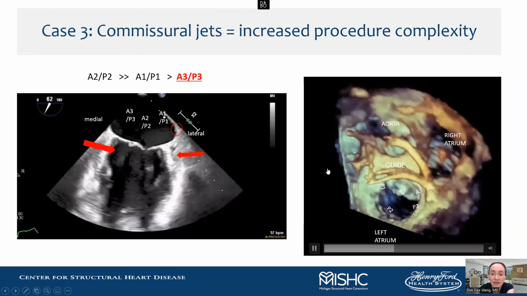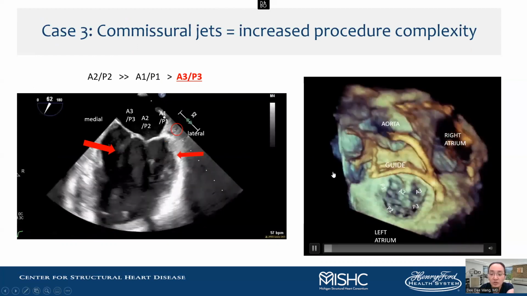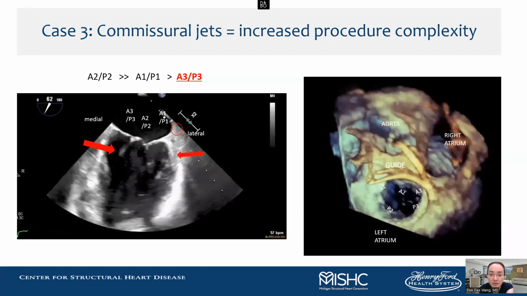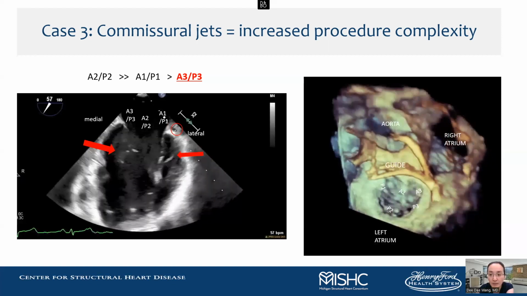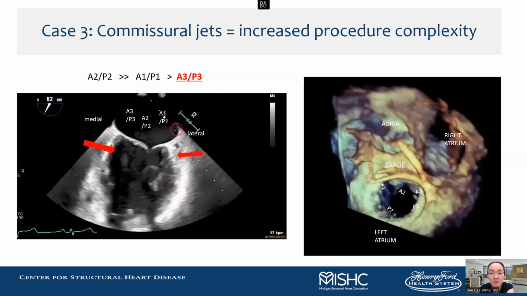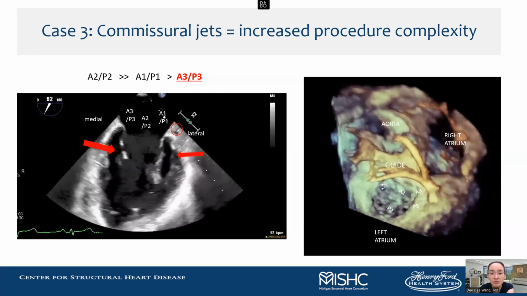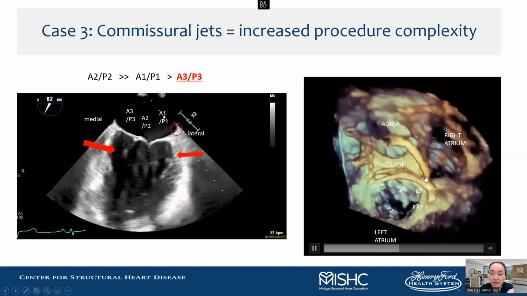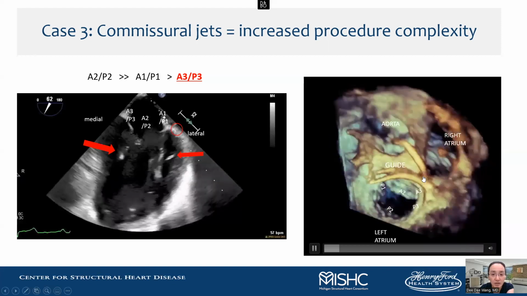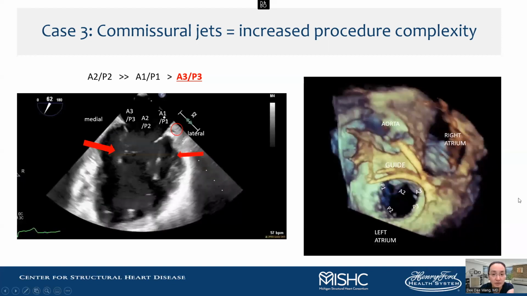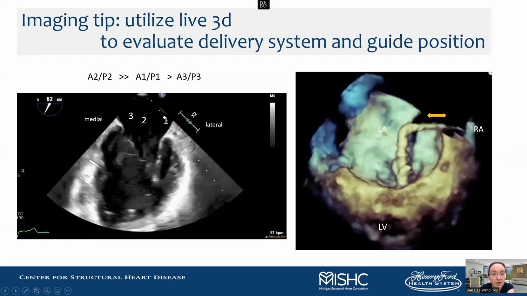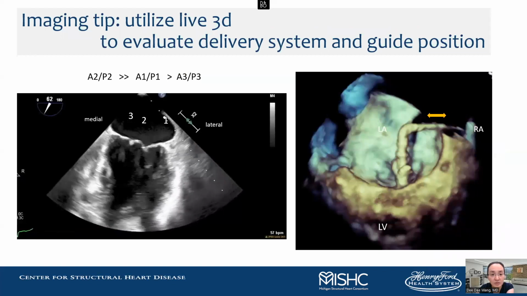On the far right-hand image in the 3D surgeon's view, you can see where we label for you the aorta at 12 o'clock, A1P1 going to be at 9 o'clock, and A3P3 at 3 o'clock. Anything that's going to be extremely medial is going to be increased in procedural complexity because it will have less guide across the left atrium and will have a higher risk of getting trapped in the subvalvular apparatus in the left ventricle too. So what can we do to minimize our risks?